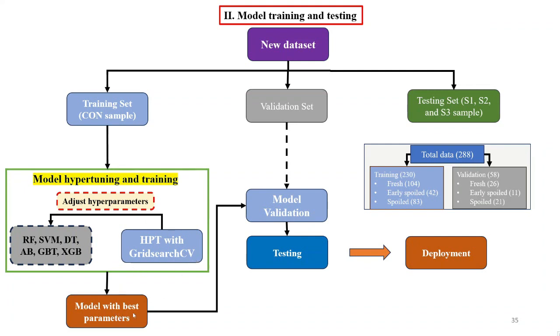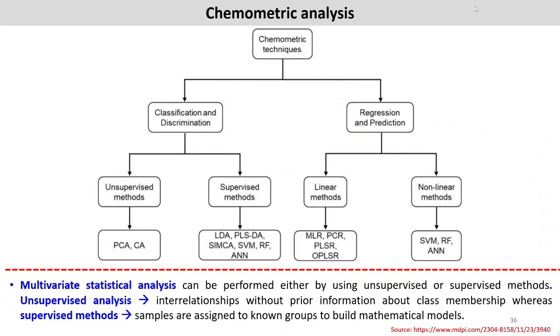So from here the model with base parameters was selected, and in the validation, the model validation was done, and then we did the testing. In the testing, the set was selected as S1, S2 and S3, which consisted of the clove oil as the antimicrobial agent. So overall we had 288 data sets. We used 230 for training and 58 sets for validation, and then we tried to deploy it. So this is the chemometric analysis.